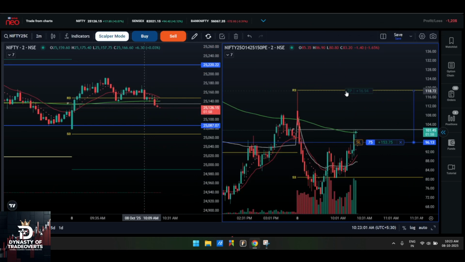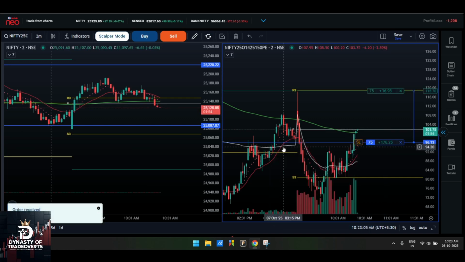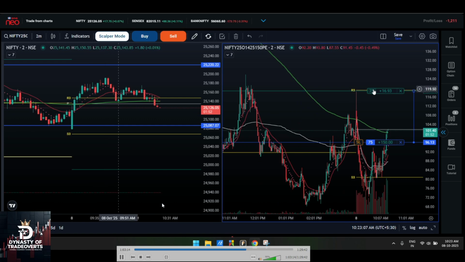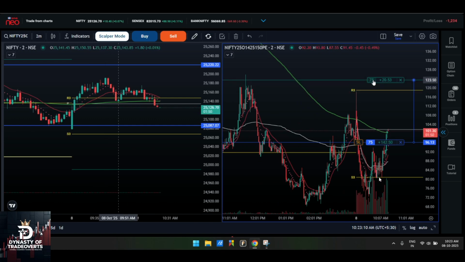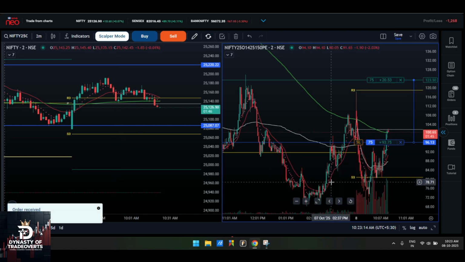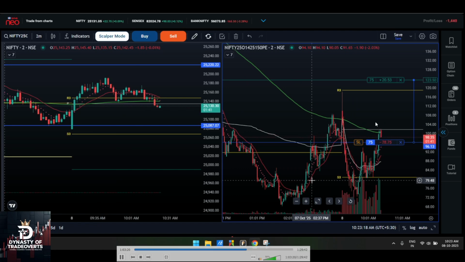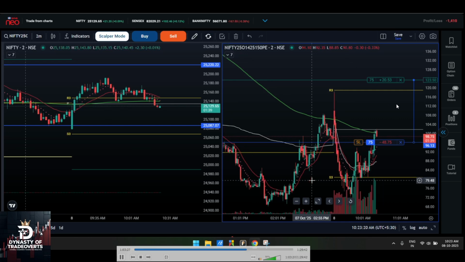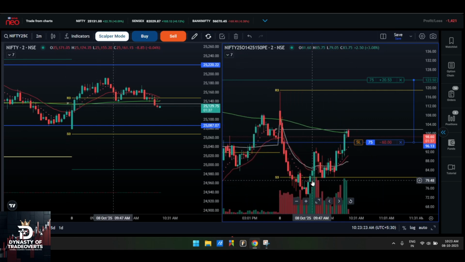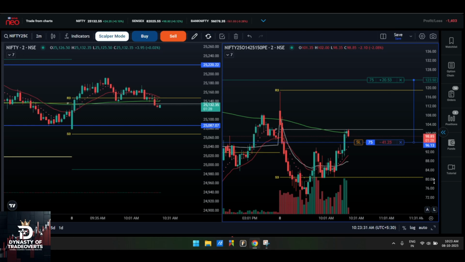I'm trying to decide what should be my target. I'm keeping R3 as my target in the option because the move started from S3, so it can go till R3. I even kept my target above that. I think I was trying to capture 40 points, 30 points in this trade. Okay.